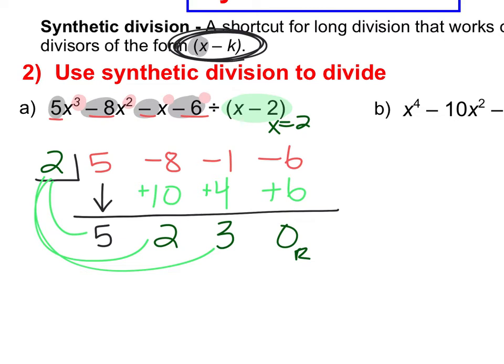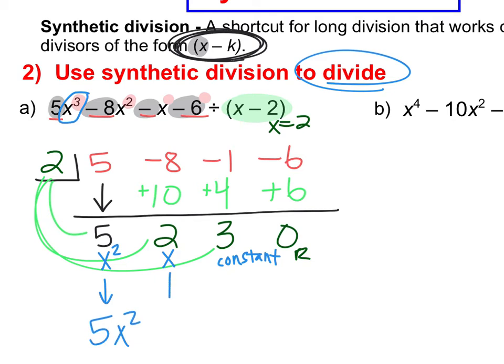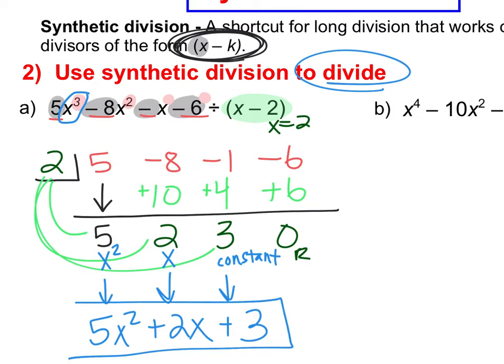And then your answer will always be 1 degree less than what you started with. So if we started with x to the third, that means that this is going to be an x squared. This would be my x, and then the 3 would be the constant. And then the 0 is my remainder. So if I write out my answer here, and all it's asking us to do is to divide, the answer is 5x squared plus 2x plus 3, and then there's no remainder. So there's my answer using the shortcut for long division, which is synthetic. So let's do that one more time.